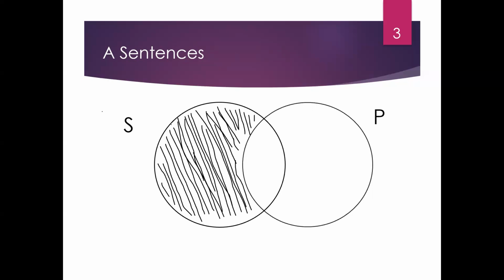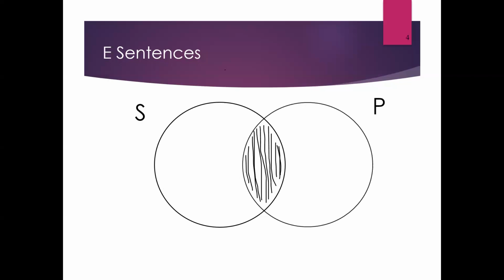And what we do is we shade in all of the area of the subject that's not included in the predicate. So that's representing the fact that there is nothing there. Nothing exists in that subject circle that isn't also in the predicate circle. So there are no cats. Let's reverse that and put that positively. So all cats that exist are within that predicate circle.